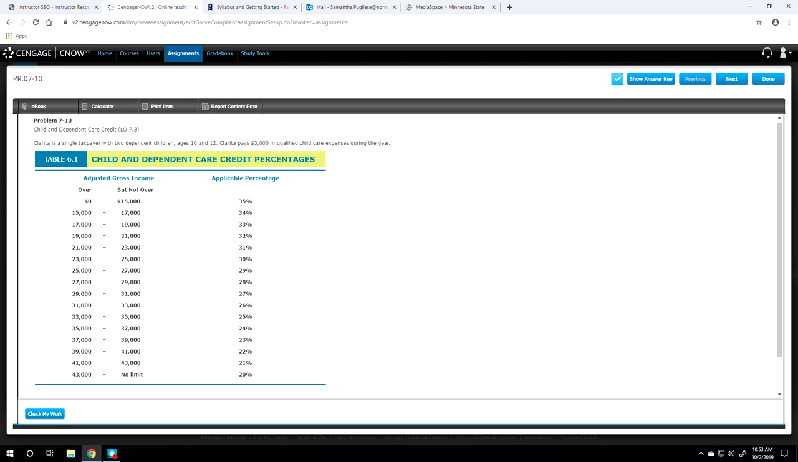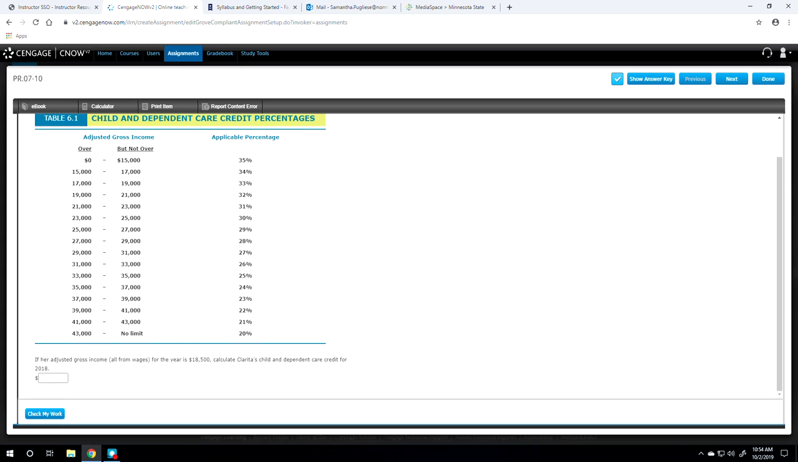Clarita pays $3,000 in qualified child care expenses during the year. So we have her $3,000 in qualified child care expenses. That is less than the maximum. The maximum is $3,000 per child. So if she had more than $3,000, she could have had up to $6,000 in qualified child care expenses for the 2 children. But she only has the $3,000, so we want to use that $3,000, and then we also want to look at her income to figure out what percentage gets applied.